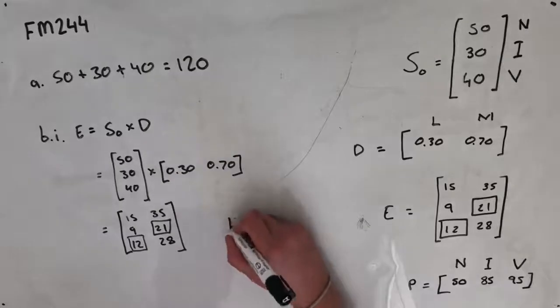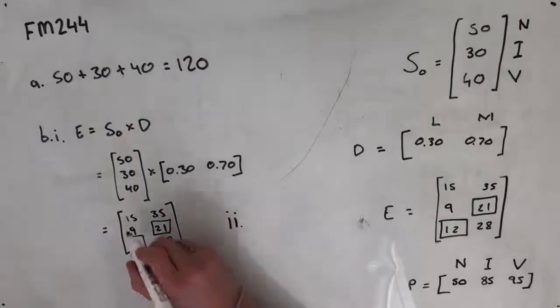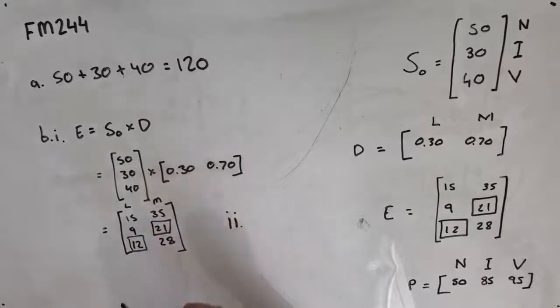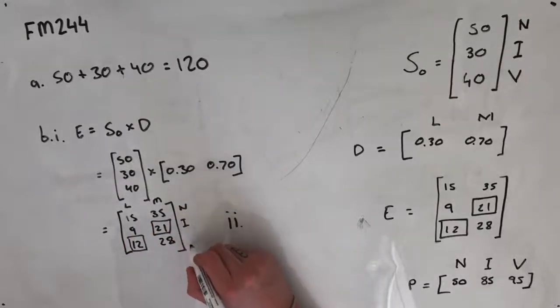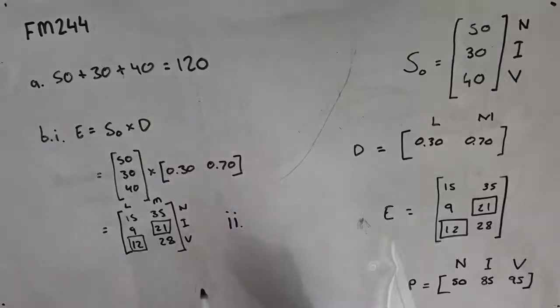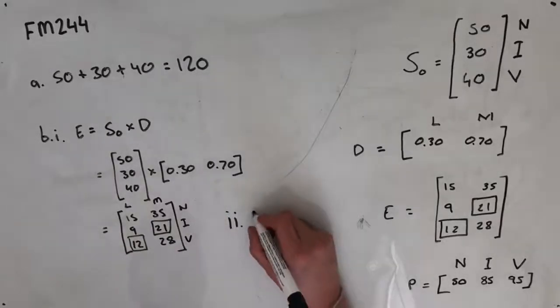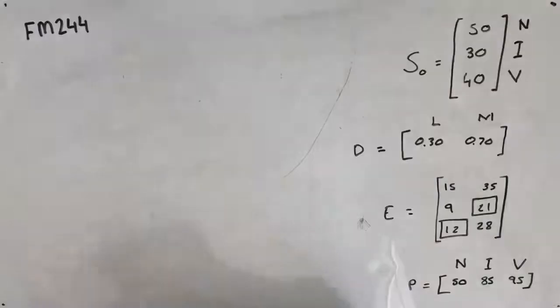Part II, which I'll just jot down here, then asks how many newbie students does McLovin teach? Now, what we're actually seeing here in this matrix is a little breakdown of Leo and McLovin and their novice, intermediate, and veteran students. So when we're asked how many newbies McLovin teaches, we look at this element here in the first row, second column, and he would have 35 newbie students.